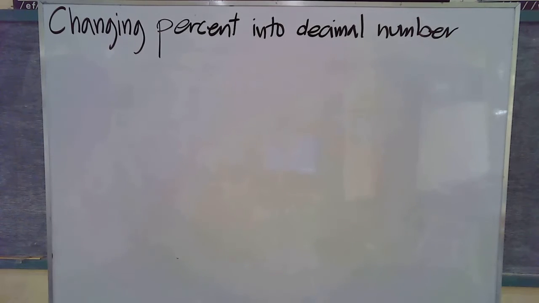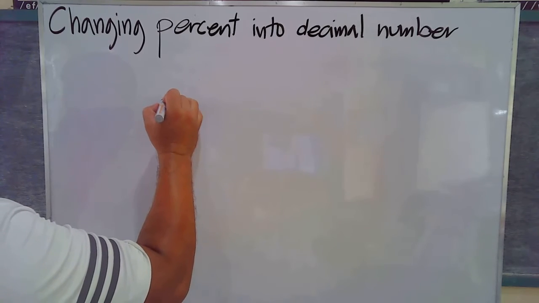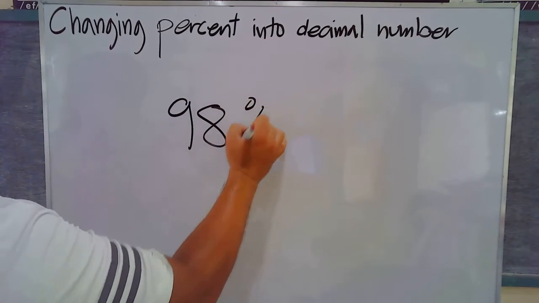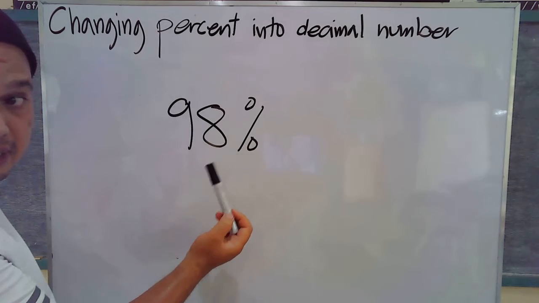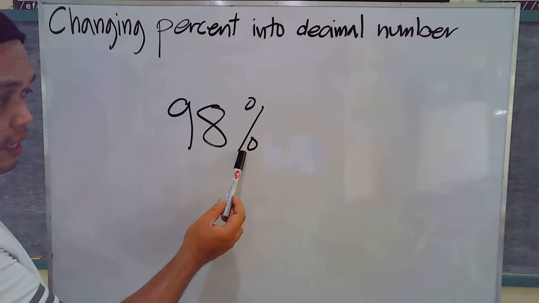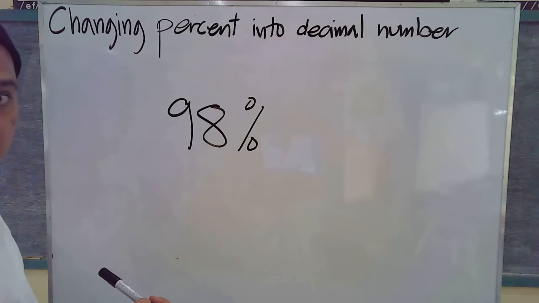So how? Just do the opposite, or we're gonna do the reverse. For example, we have here 98%. Okay, so we have here a percent number. We want to change this into a decimal number. So how? Just do the reverse. Drop the percent sign and move 2 steps this time to the left, and that will be your decimal point.